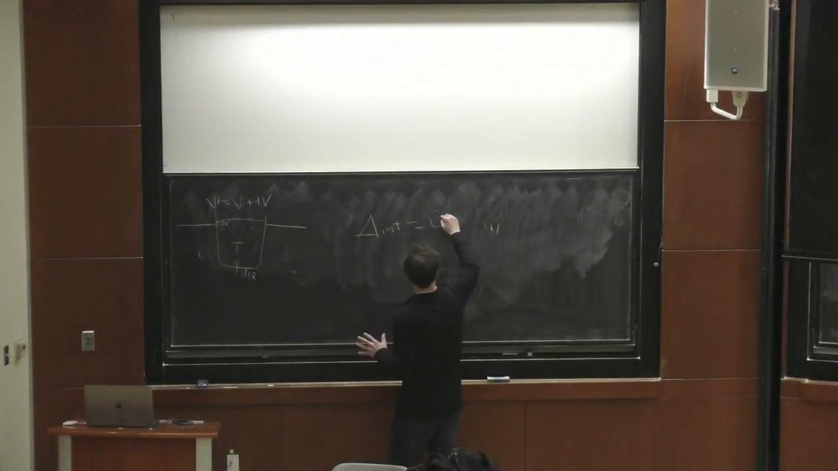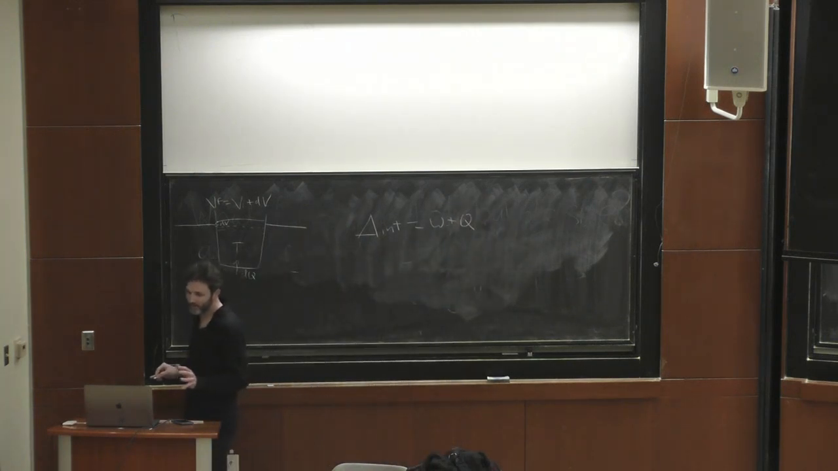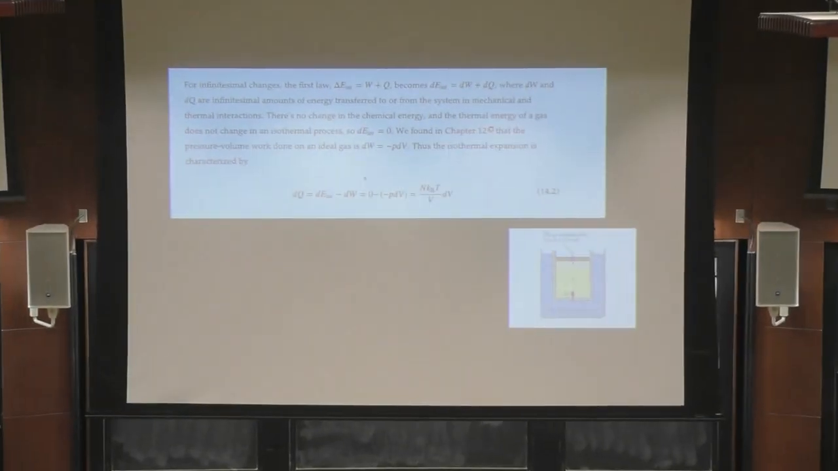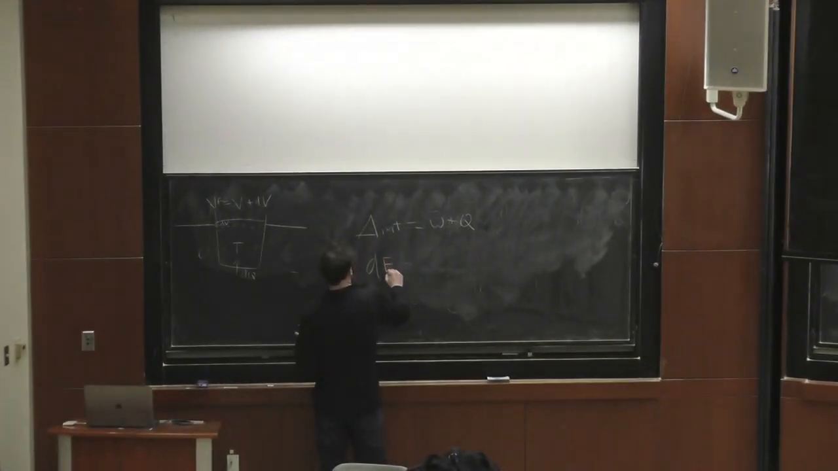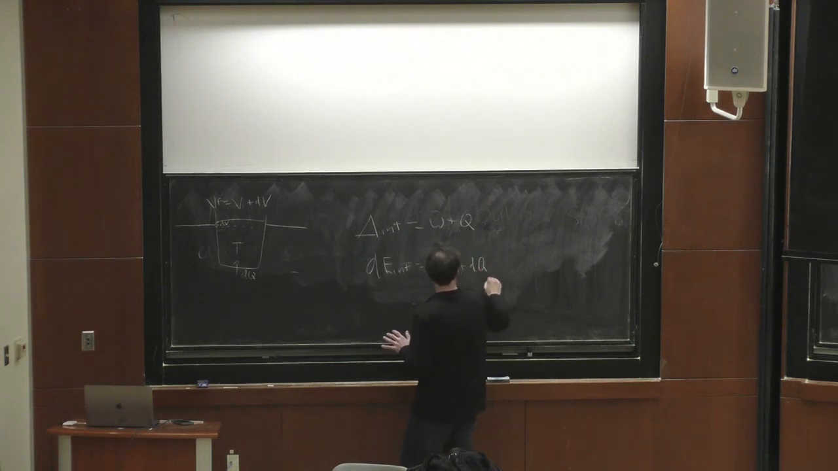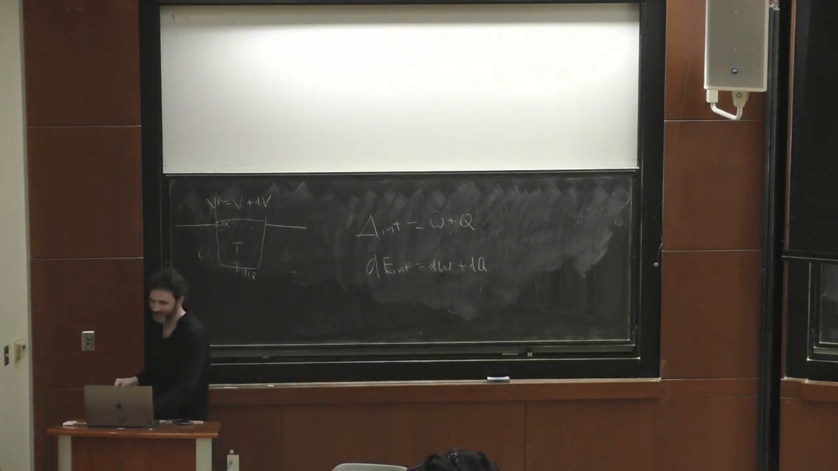So we've got a change in internal energy is equal to work plus heat flow, Q. Does everybody remember that from the first law? Now we can make this infinitesimal, so we can say there's just a tiny little bit of this changing. So I can say dE internal is dW plus dQ, where dW and dQ are infinitesimal amounts of energy transferred to or from the system in mechanical and thermal interactions.